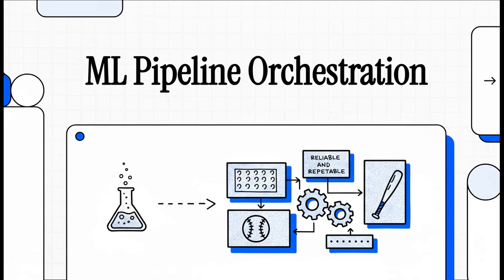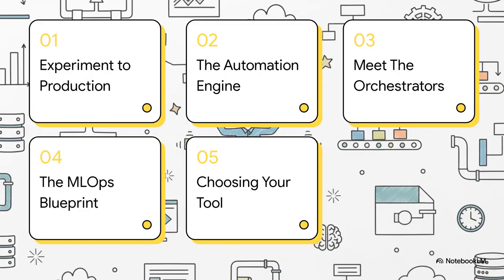Welcome to The Explainer. All right, let's talk about one of the biggest challenges in machine learning today. How do you get from a cool little experiment to a rock-solid system that runs in production? It's one thing to train a model once in a notebook, but making it reliable and repeatable, that is a whole different ballgame. So here's our game plan for this explainer.